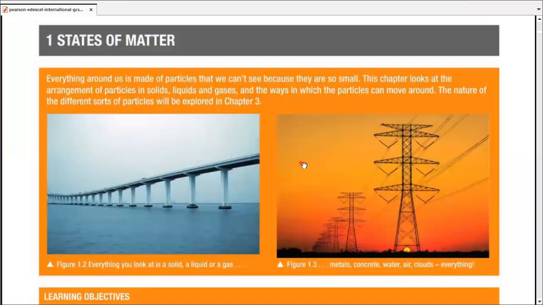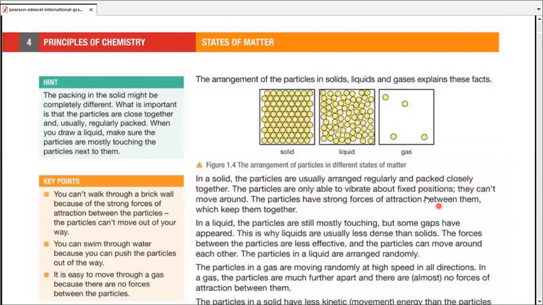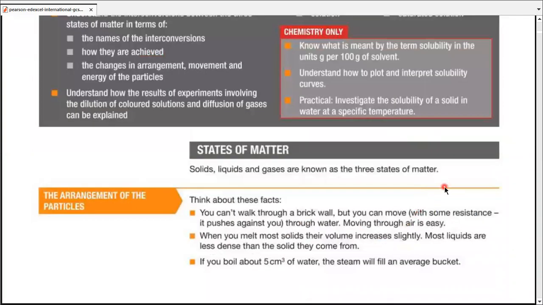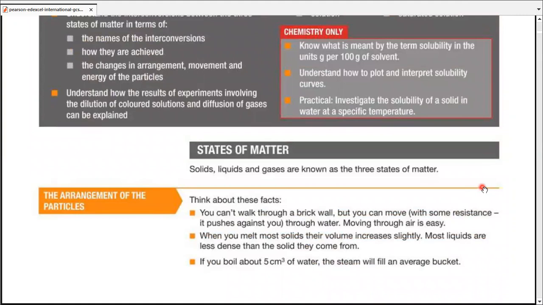All right, chapter 1, states of matter. This chapter would mostly discuss the states of matter and the perspective we look at them in terms of their minute particles and how they're arranged or packed and their motion, and also about the energy.